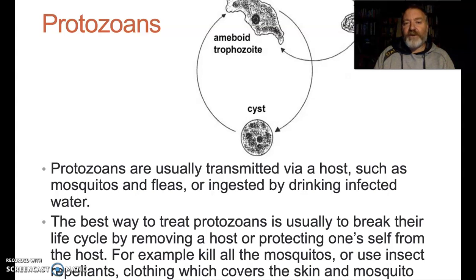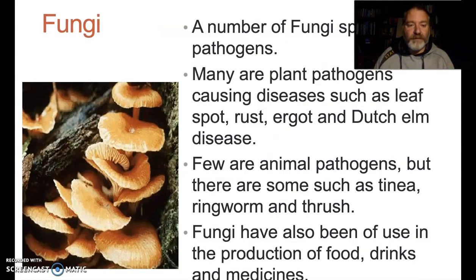They have life cycles, so the best way to treat them is, of course, to break up the life cycle. The mosquito is one of the carriers. We and the mosquitoes are carriers of malaria. If we can cover ourselves in repellent and clothing and mosquito nets, then we stop the mosquitoes biting us, and that can stop the malarial life cycle. Unfortunately, once you've got malaria, you're stuck with it. It's one of those things that's hard to get rid of.